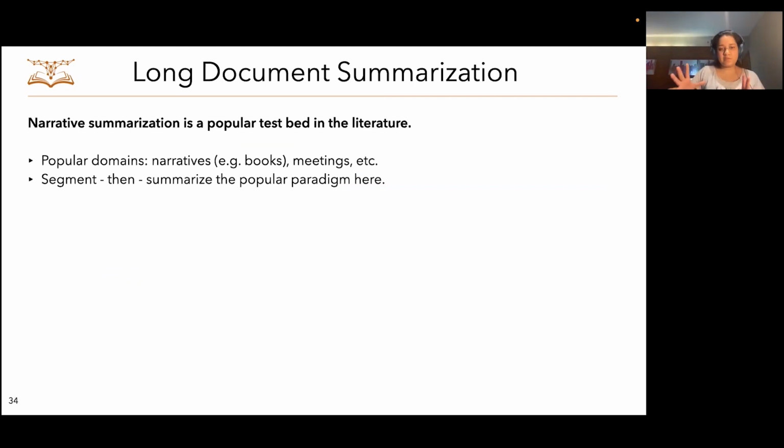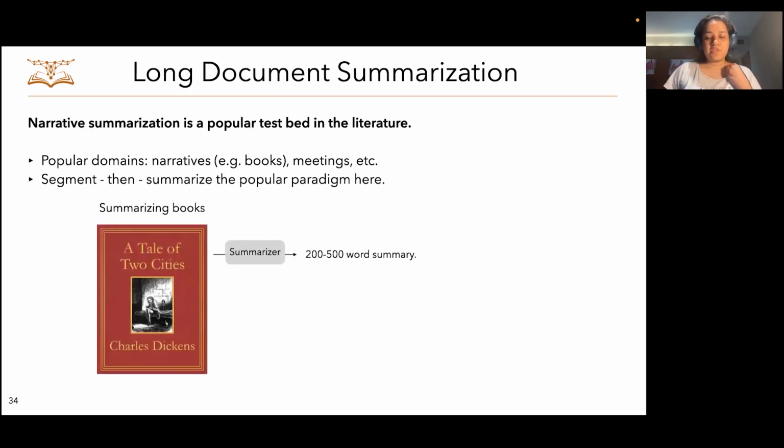So even though we were very interested in this long document summarization setting, we don't really have good test beds for it within news. But what people have been working a lot on in recent times is narrative summarization, which is a popular test bed in the summarization literature for long document summarization. So this is what this narrative summarization task looks like.